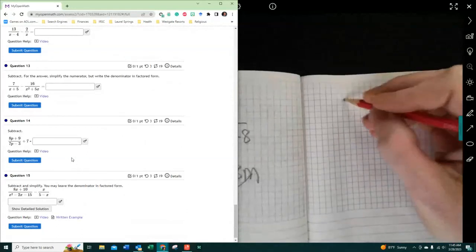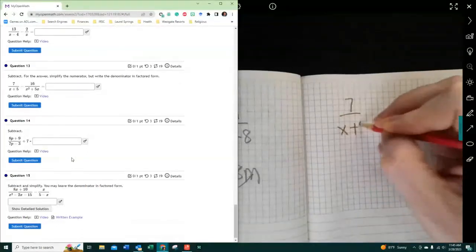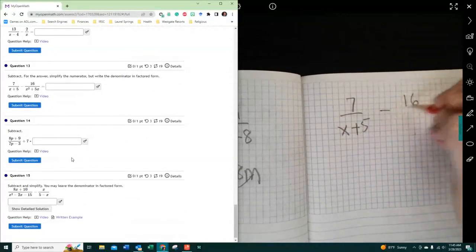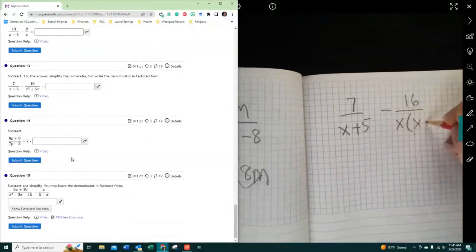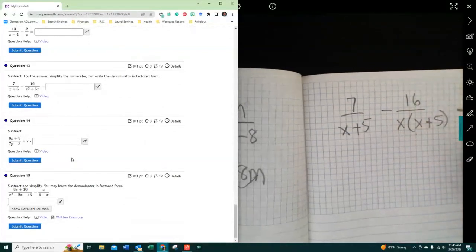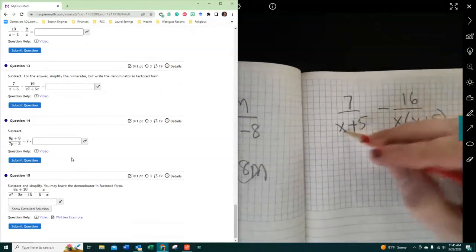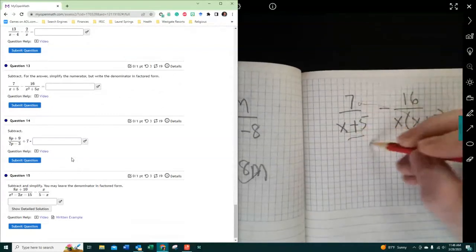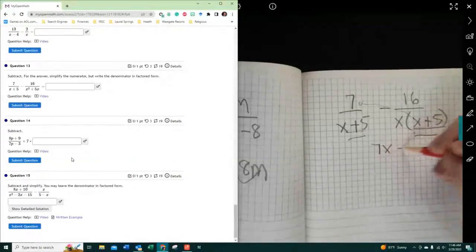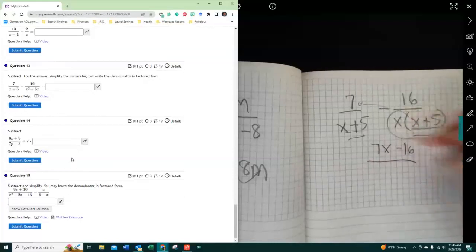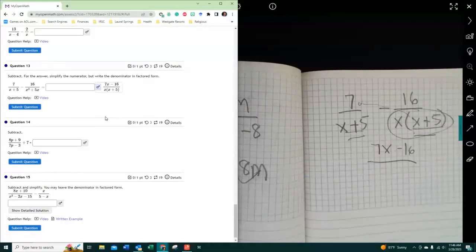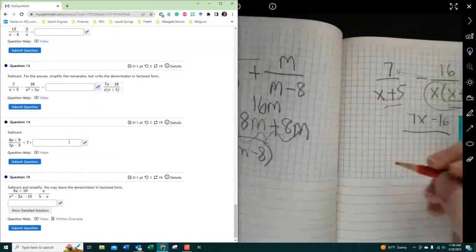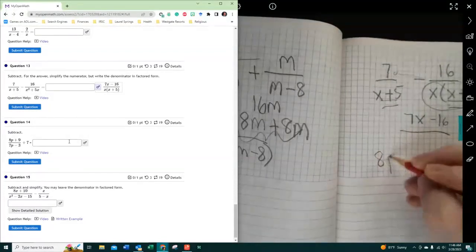Here we have 7 over x plus 5 minus 16. And then I'm going to factor out the x. And because I factor out the x, it reveals that these are the same. So all I got to do is multiply this to this. My answer would simply be 7x minus 16 over this right here. So that's the answer we're looking for there. All right, this moves very quick. All right, now some of them move faster, obviously, than others.